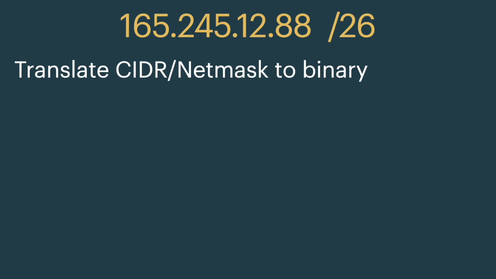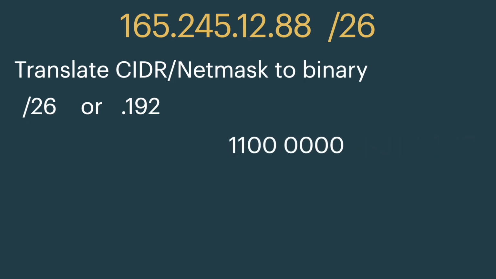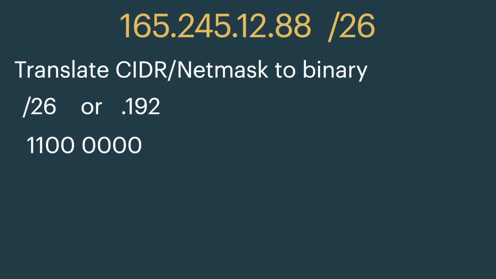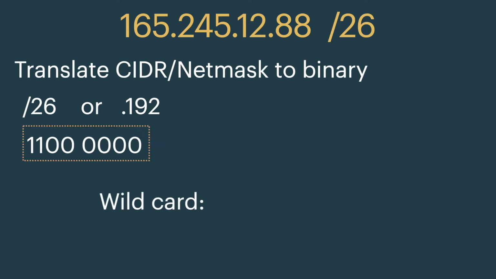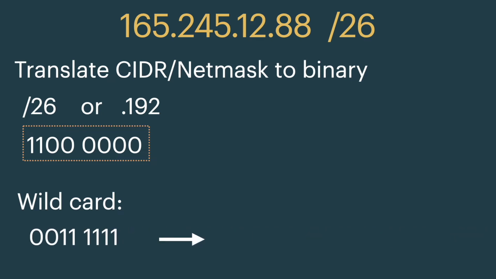And now we're going to translate the CIDR to binary. /26, or that 192, is equal to 11000000. Along with that, we get the wildcard, which is the opposite of the CIDR. And we will translate this in the opposite way, which is from binary to decimal. That's 63.